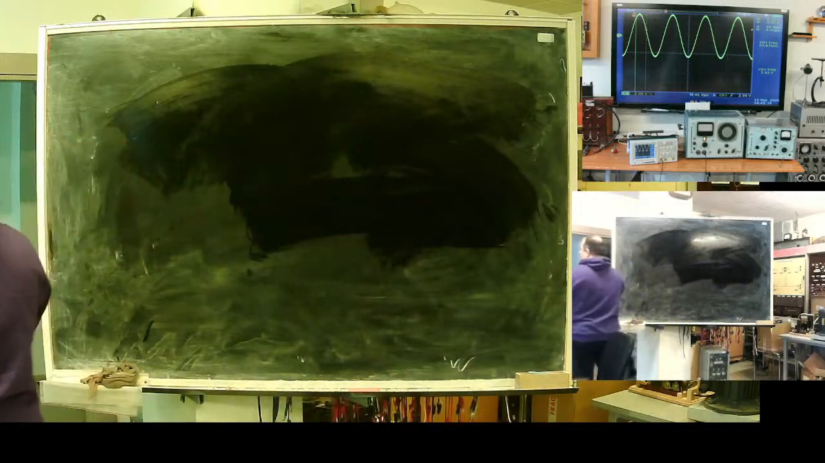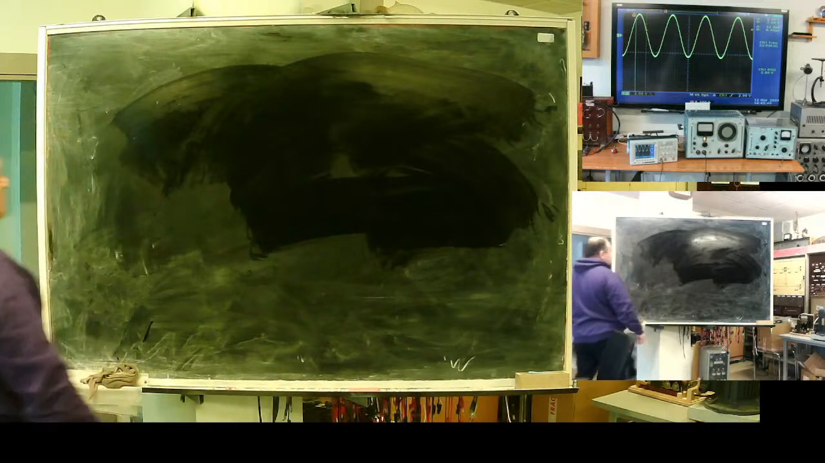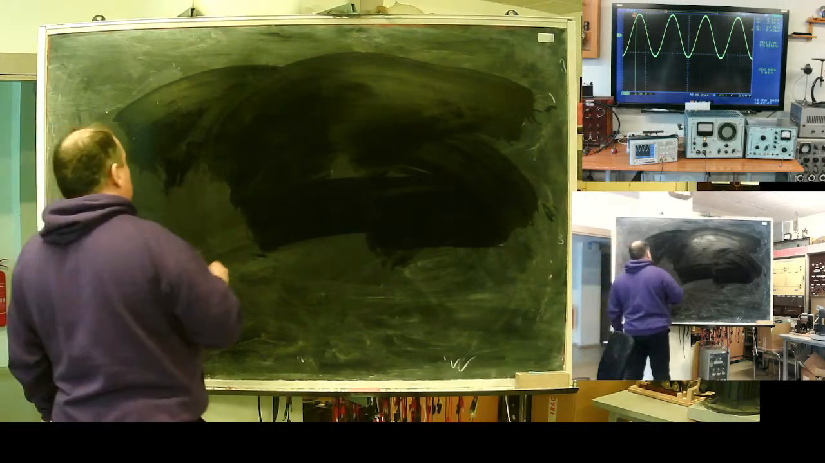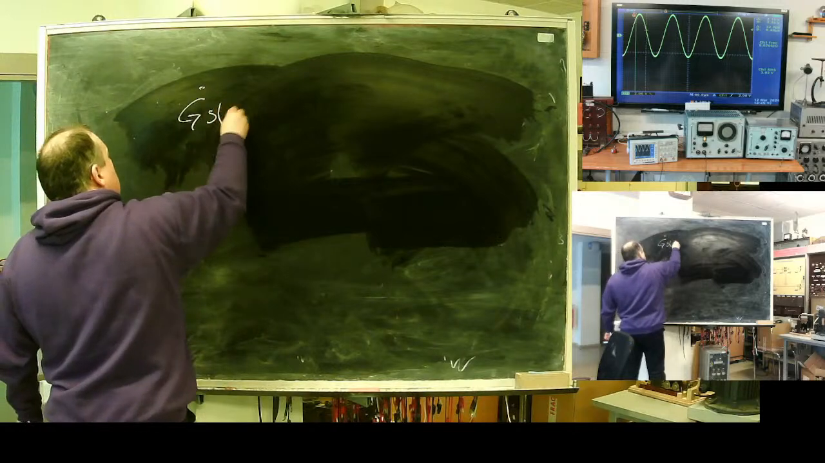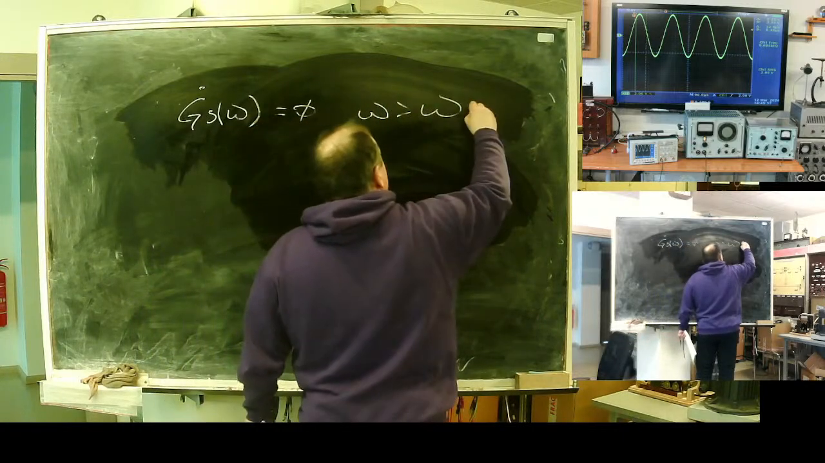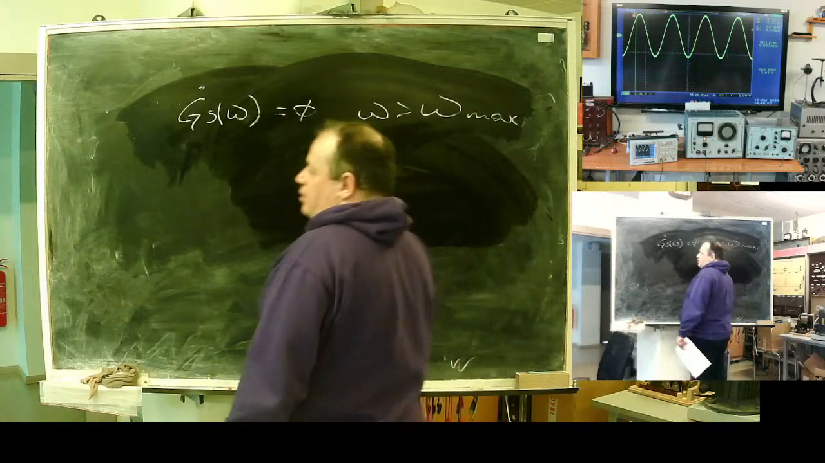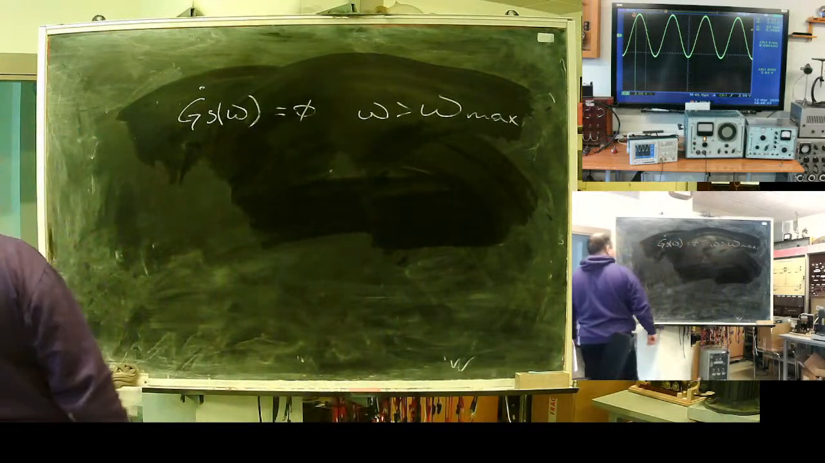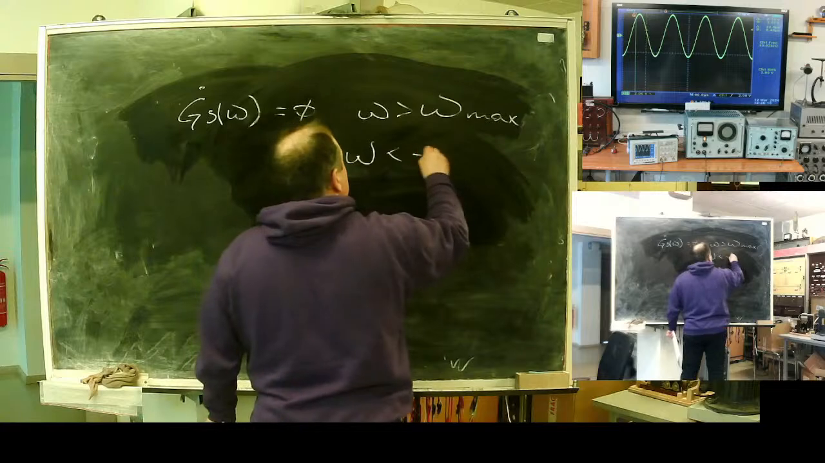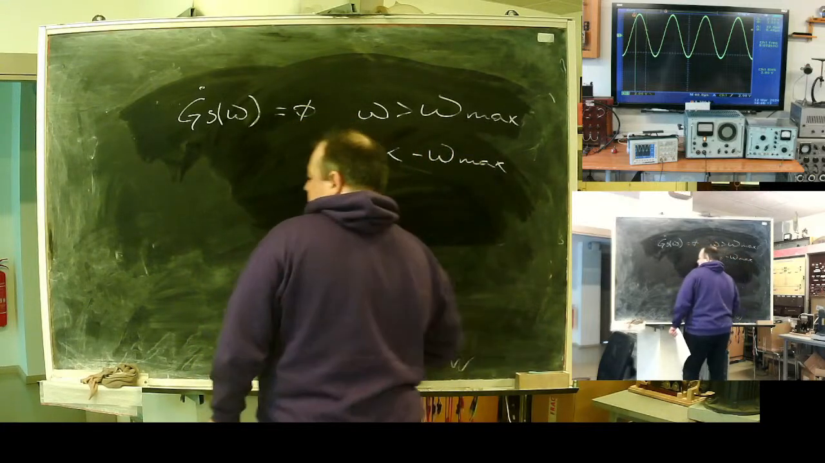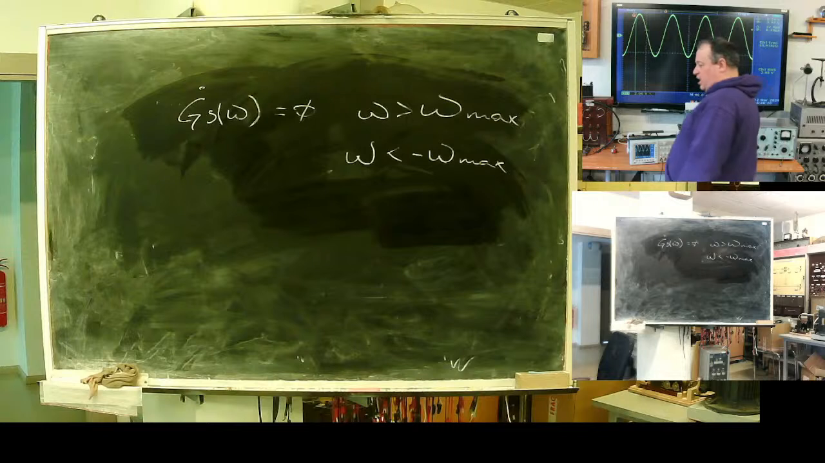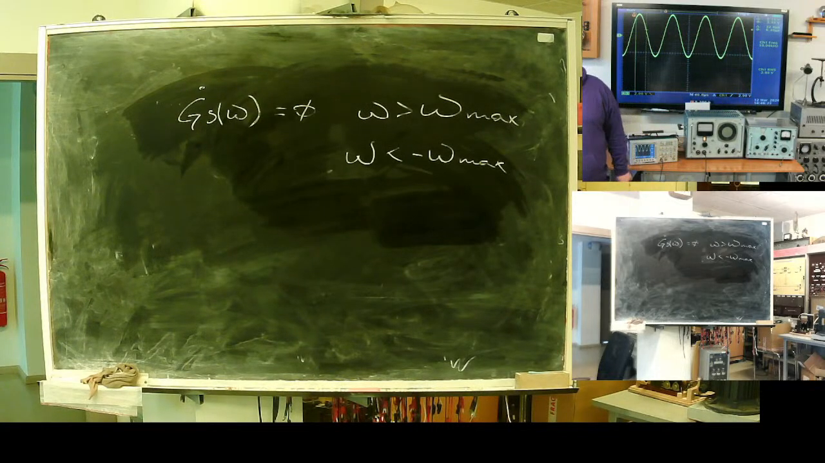And also, let's assume that the signal occupies a limited frequency range. So we can assume that G of omega equals 0 if omega is greater than some omega max, and also if omega is less than minus omega max. But this signal occupies a limited frequency range. This is quite reasonable for a real signal, not a theoretical one.